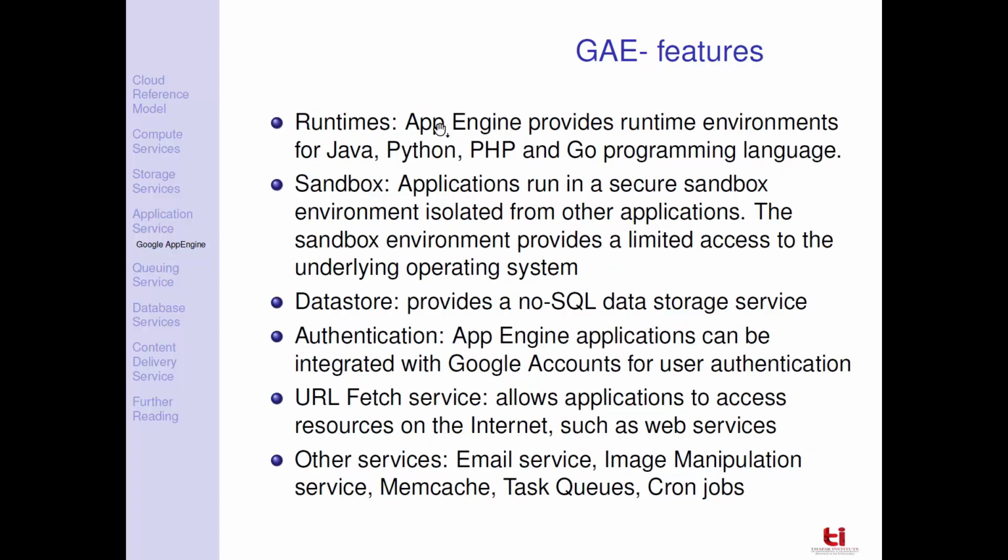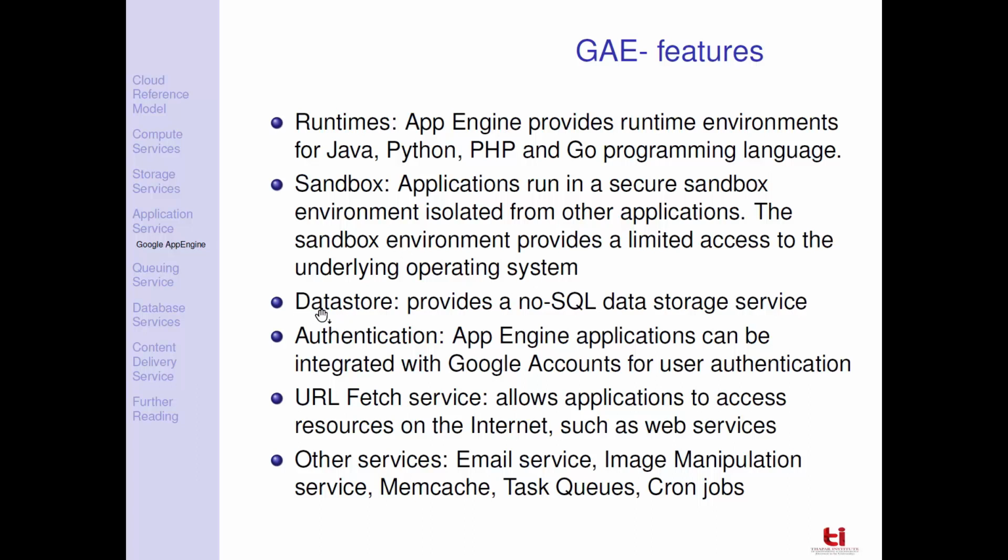So let us look at the features of Google App Engine runtime. App Engine provides a runtime environment for Java, Python, PHP, and Go programming language. Sandbox: the applications will run in a sandboxed environment. That means an isolated environment. So applications run in a secure sandbox environment, isolated from other applications. This kind of environment provides a limited access to the underlying operating system.